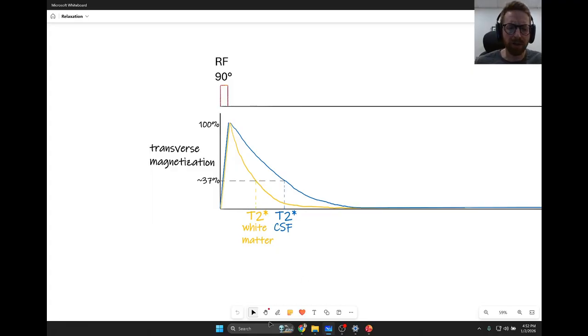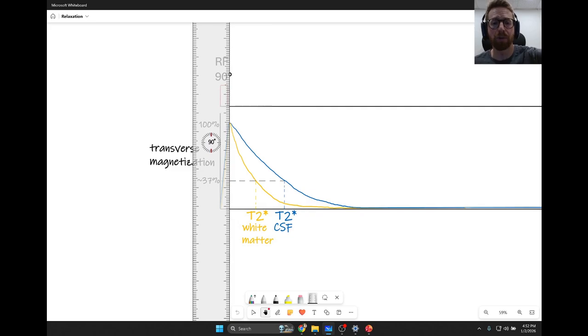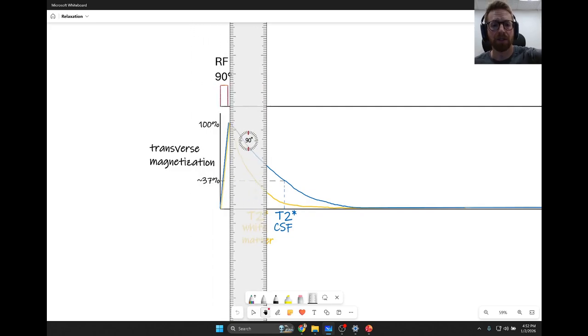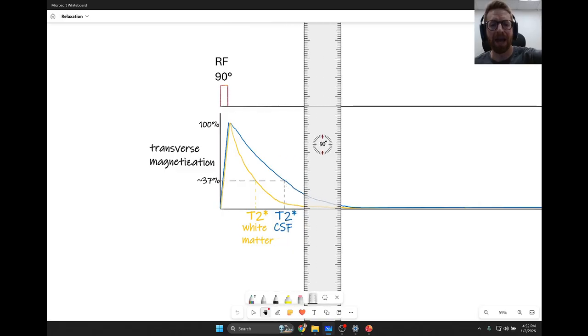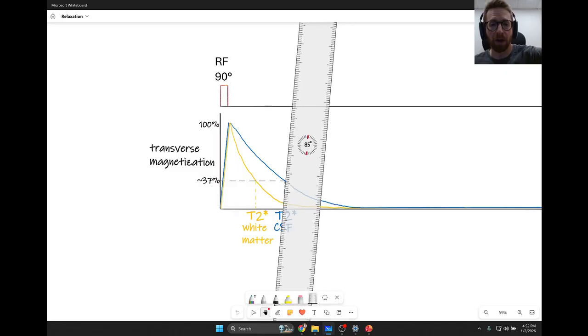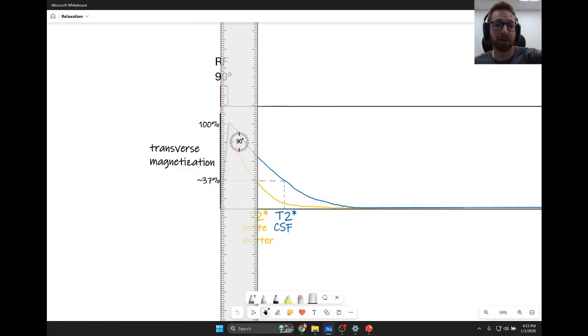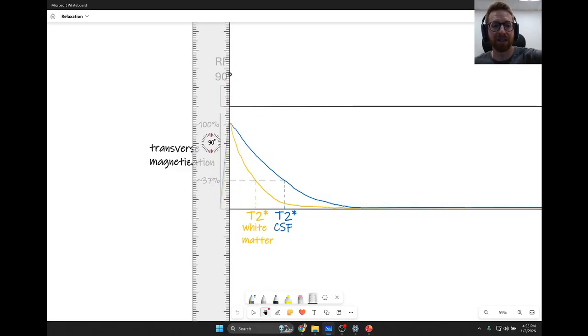Okay. So if we want to sample the signal associated with cerebrospinal fluid and white matter, and we're just trying to maximize the signal from them, where would we want to sample the signal? Immediately after the 90-degree radio frequency pulse? Somewhere in the middle? Or way out here at the end? So if we're just trying to maximize signal, we're going to want to sample immediately after the 90-degree radio frequency pulse, because the longer we wait, the less signal we're going to have.